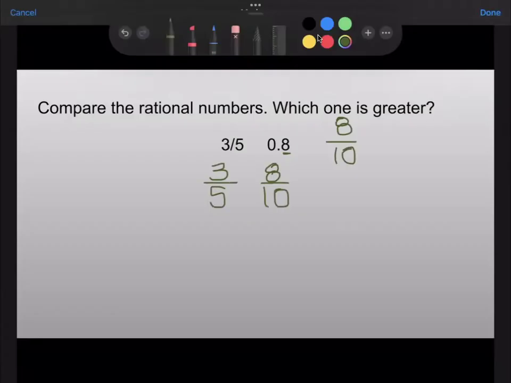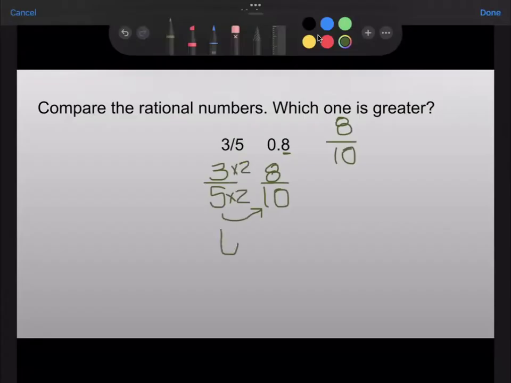Now, these are a little bit tough to compare because they don't have the same denominator, but I can change that. Since I know I can multiply 5 times something to get 10, I'm going to do that so that 3/5 turns into tenths. So I know 5 times 2 gives me 10. So I'm going to do 3 times 2 on the top here.